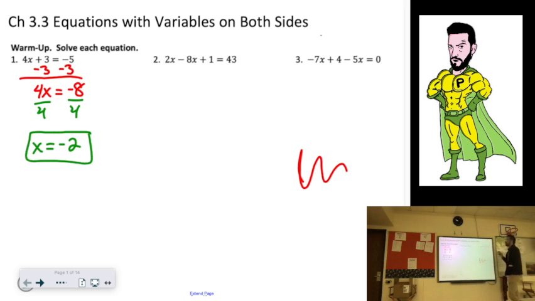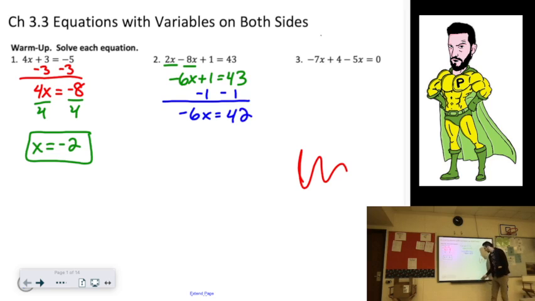Nice. Now on number 2 here, we have some like terms to combine on the same side. 2x minus 8x. 2 minus 8 is negative 6. We have negative 6x plus 1 equals 43. And now it's a two-step equation. We'll subtract the 1. Negative 6x equals 42. And you know we're going to have to divide by that negative 6. And 42 divided by negative 6 is negative 7.